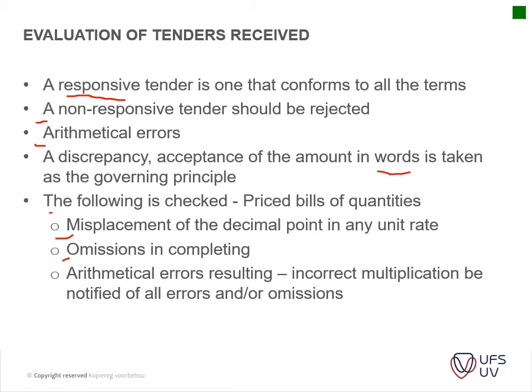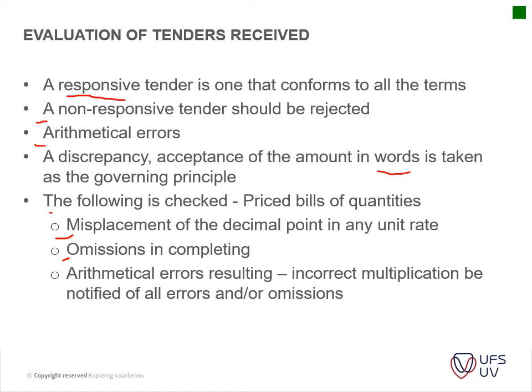What happens is the estimator fills in the wrong amount, which makes a big difference, or in the amounts. So these types of errors are ironed out. It depends on the client and how they want to go forward. Sometimes the contract is just rejected if they made mistakes like that. Other times they actually ask to correct their mistake.